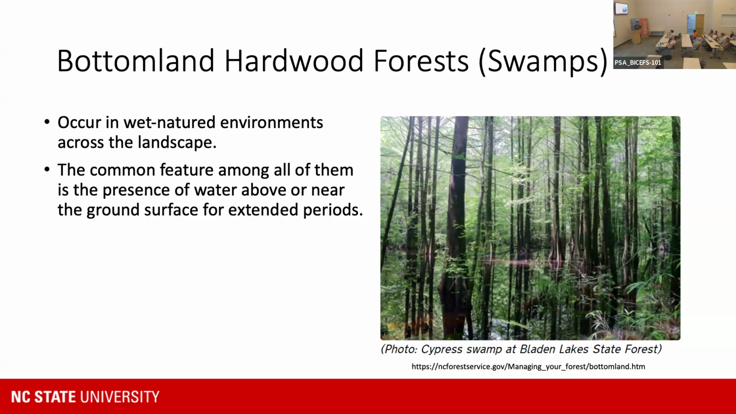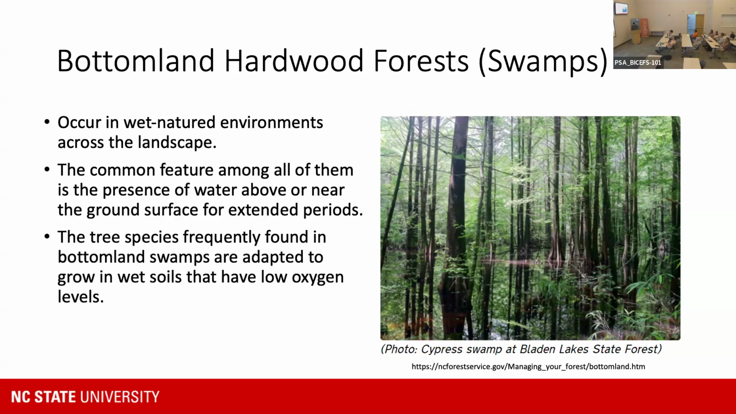The common feature is that you have the water level very close to the surface, sometimes above the surface, sometimes below, but they're inundated from time to time. And the tree species are adapted to this, right? So you have species like the bald cypress that have these cypress knees that I'm not sure they have settled on whether they are there to aerate the roots or not, but I think that's the main idea. But they're adapted to these water levels that create low oxygen levels.